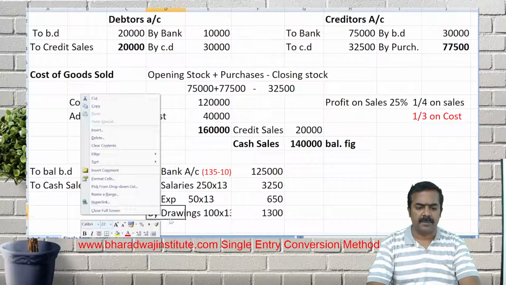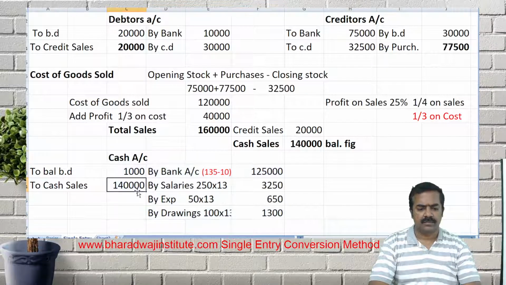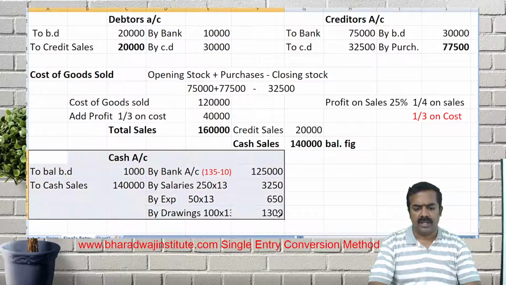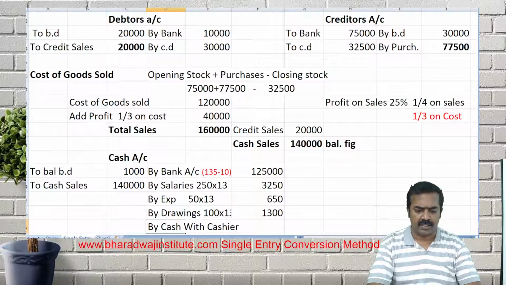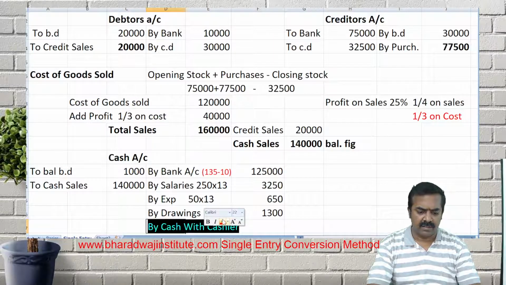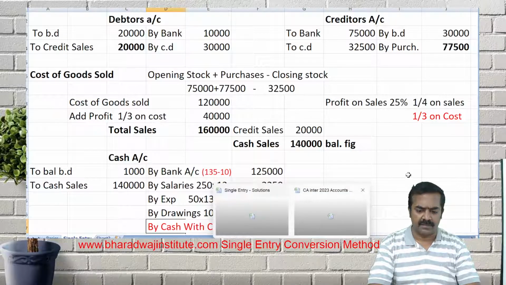Any other cash payment made? Any other collection or payment? No, sir. The balancing figure is cash with the cashier. It is given that the cashier absconded with the available cash. So the balancing figure is cash with the cashier.